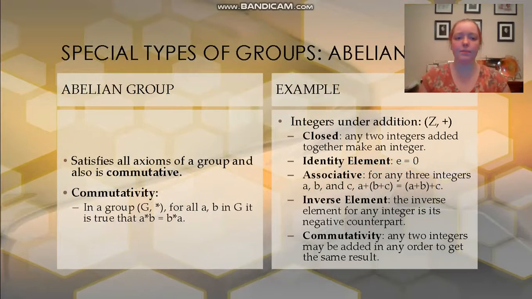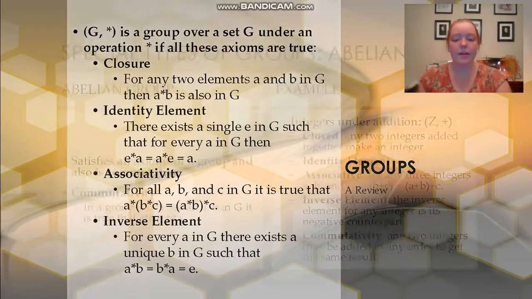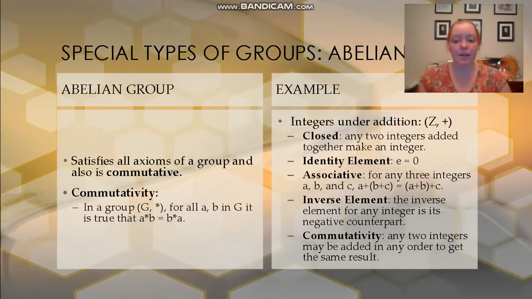So now we're going to go over a special type of group, and it's going to be an abelian group. So in order to be an abelian group, you have to satisfy all 4 of those axioms that we discussed before on this slide: closure, identity element, associativity, and inverse element. And then on top of that, you have to follow a commutativity axiom. And that's just going to be that for any 2 elements in the set G again, it doesn't matter which order you perform them in the binary operation, you will still get the same result. That's commutativity.